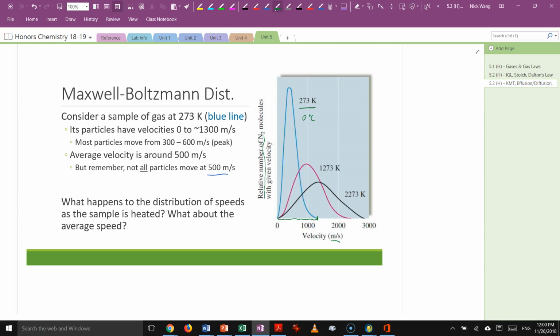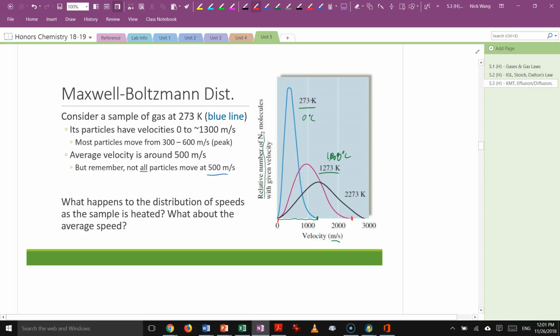So let's take a look at the next temperature. 1273 in terms of Kelvin is about 1,000 degrees Celsius. That's really, really hot. So if you increase the temperature from 0 degrees Celsius up to 1,000 degrees Celsius, you can see what happens to your distribution. This is the red line right now. Same idea: all the particles in the sample have a speed from 0 up to about maybe 2,500 meters per second. But also notice what happens to your peak: it really flattens out.